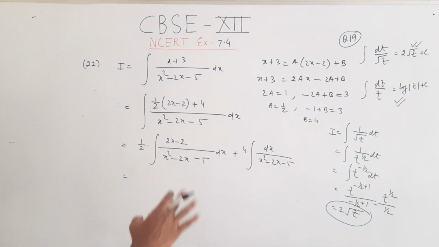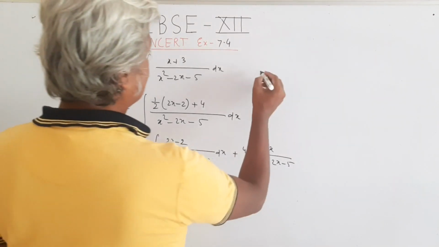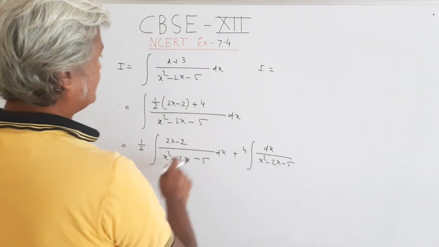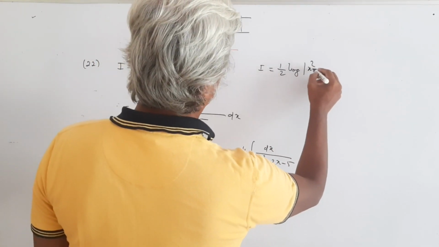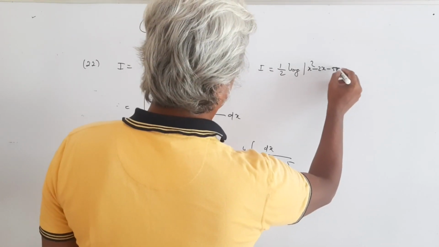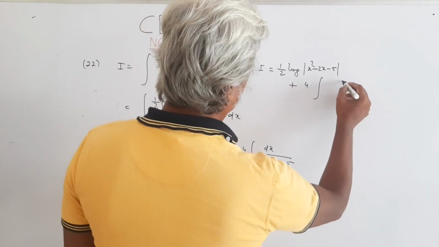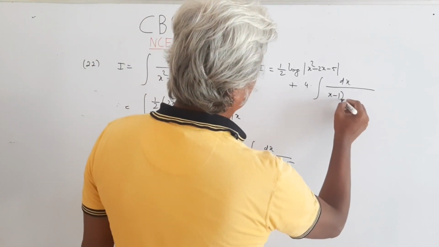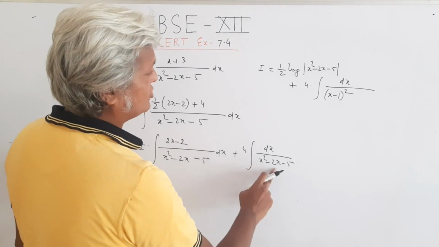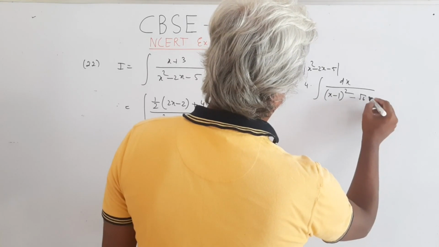Thank you very much, and now I need to clear this part of the screen so that I can write the answer of this part. So here this one's answer is I equals integration of this is half log mod x square minus 2x minus 5 plus 4 integration of dx over this. I can write this as x minus 1 whole square, like x square minus 2x, we need plus 1, so minus 5 minus 1 is under root 6 square.